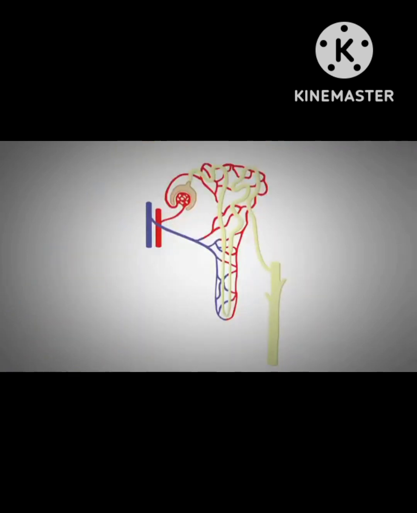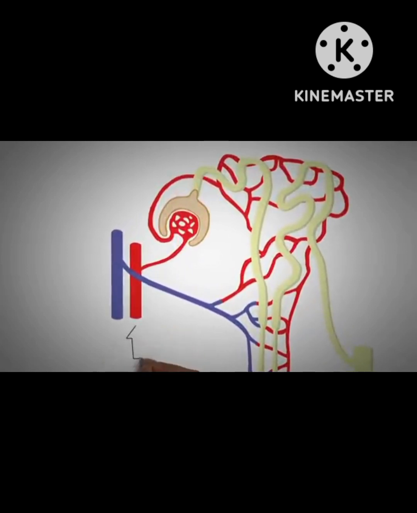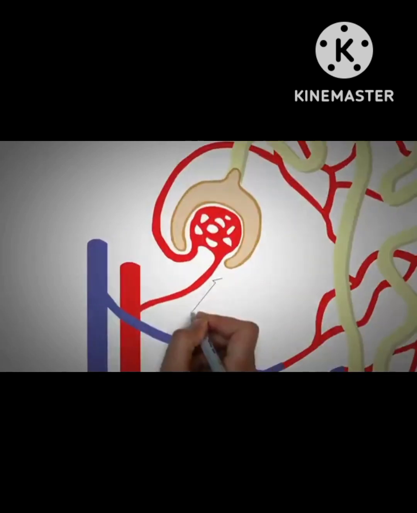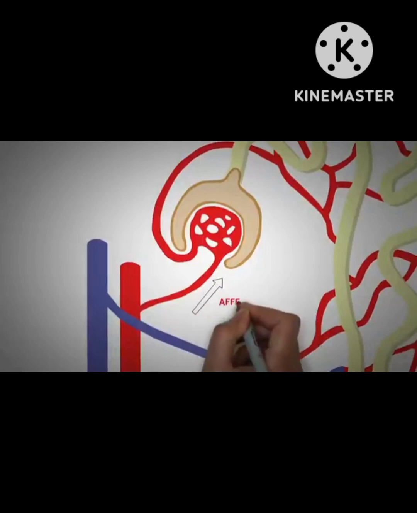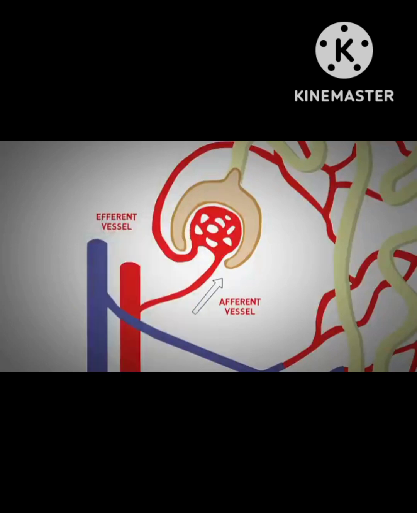So the blood enters the kidney via the renal artery. This is a large artery and a branch of aorta. After entering the kidney, the renal artery gets divided into many small divisions until it reaches the smallest one that enters the nephron. This is the afferent vessel that brings the blood into the glomerulus, and this is the blood vessel that takes the blood out of glomerulus, and this is known as the efferent blood vessel.